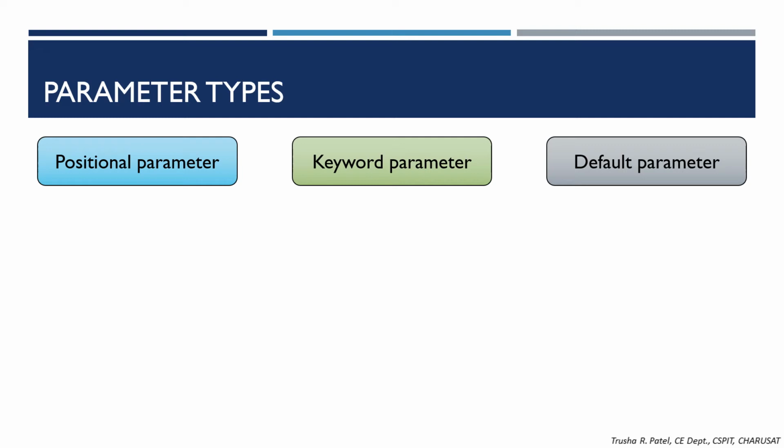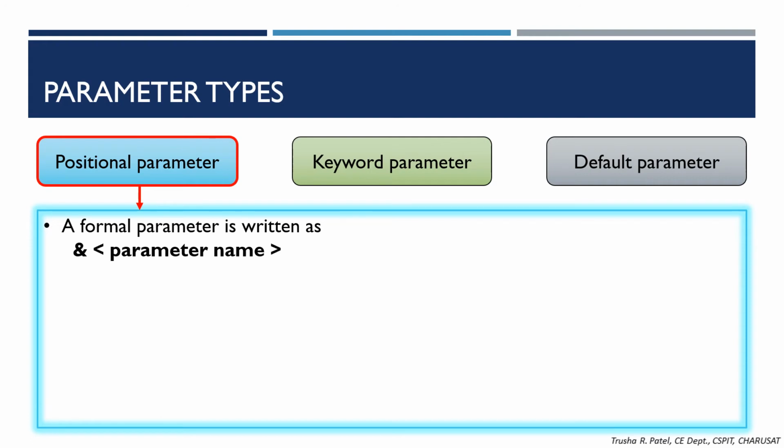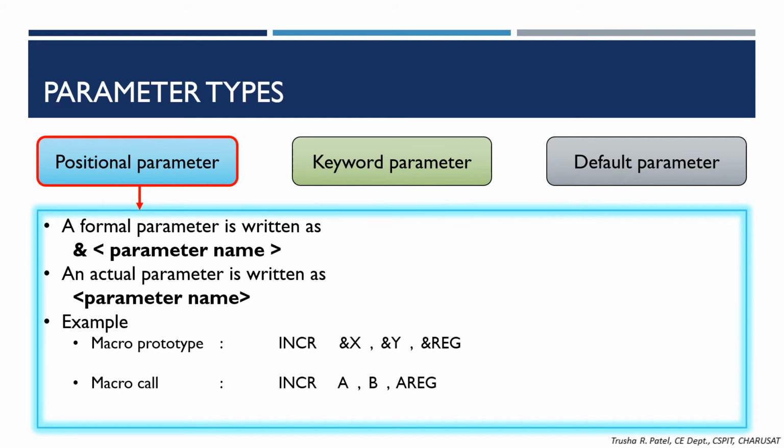Let us have a look at all of them. First is the positional parameter. A formal parameter is written like &x, that is an ampersand followed by the parameter name. An actual parameter is written as just a parameter name. For example, INCR is the macro name followed by &X, &Y, &REG.